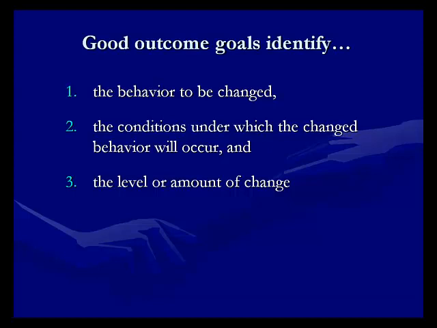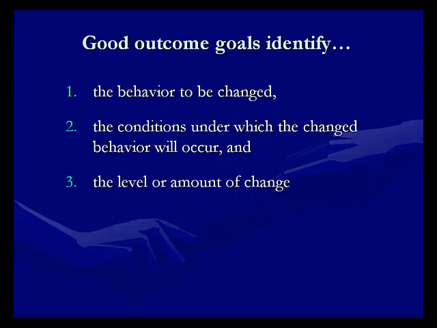Number 3, good outcome goals also identify the level or amount of change. And if you think about it, all 3 of these issues are objective, they are observable and quantifiable. So it's the behavior that is to be changed, the conditions under which the changed behavior will occur, and it's also the level or amount of change that is needed. For example, on a level or amount of change, we are expecting the client to be able to identify that they are no longer experiencing issues of depression on the Beck Depression Inventory.